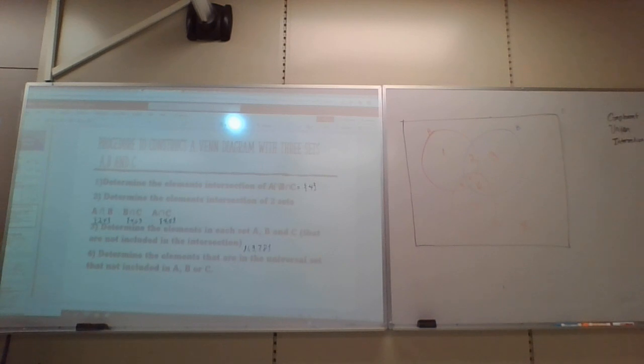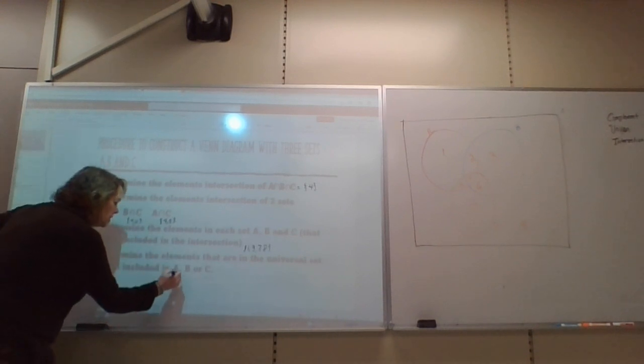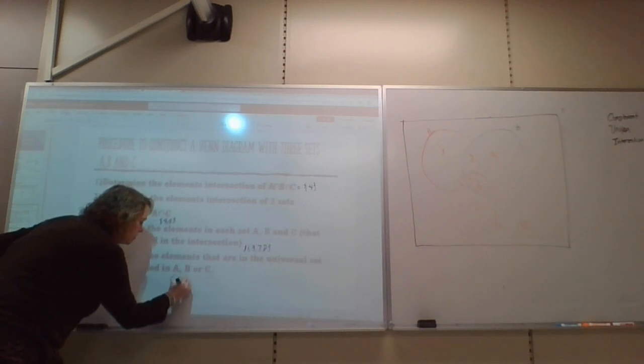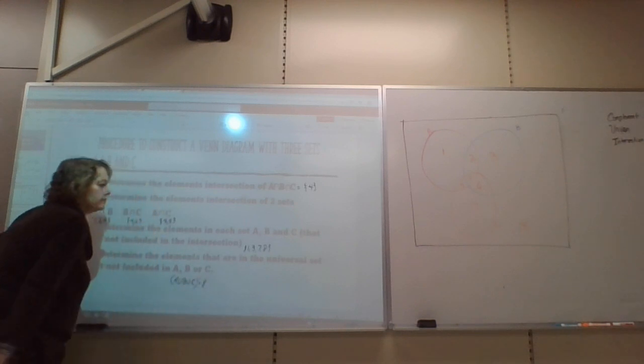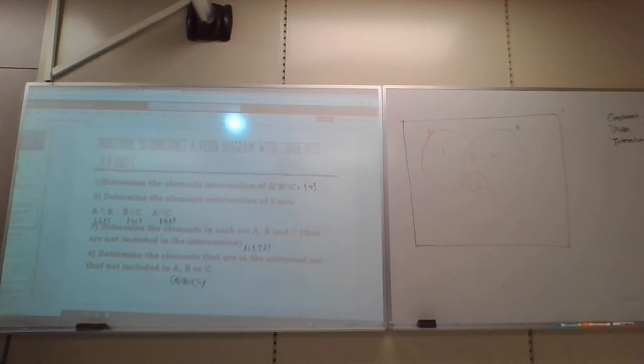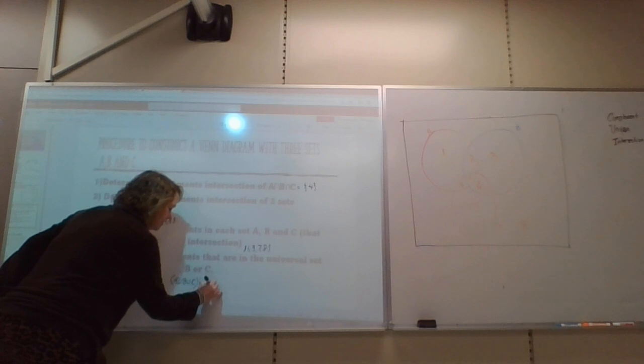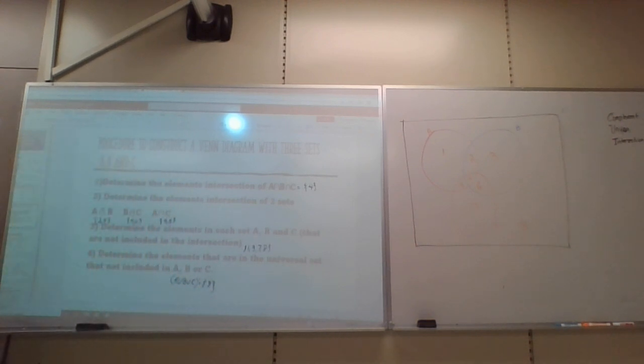Determine the elements in the universe that are not included in, what is OR? What did I say OR was? Union. So what I'm asking you is, what is A union B union C, complement? 8. You guys see that? By the way, that's supposed to be the brackets, but I just put squiggles. Yeah, it works. Does this make sense?